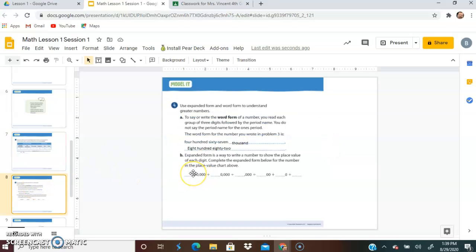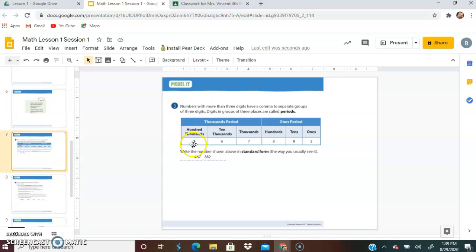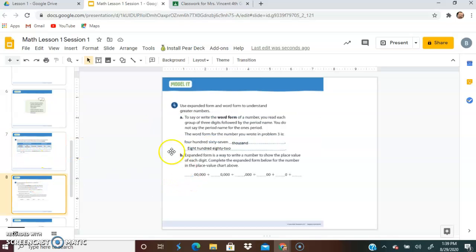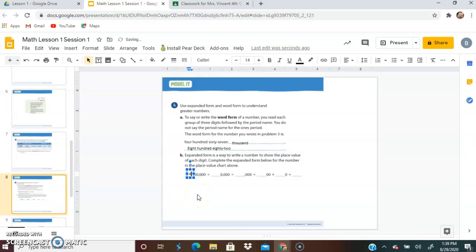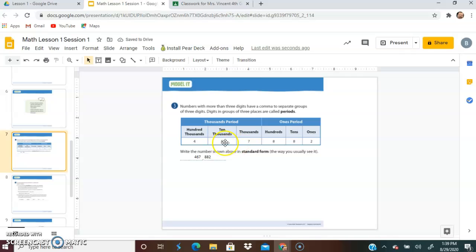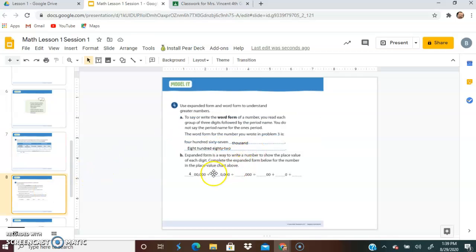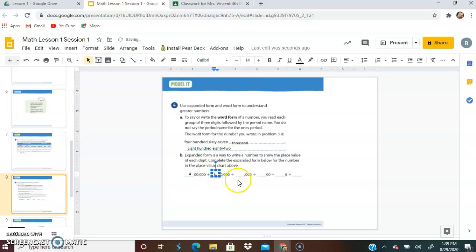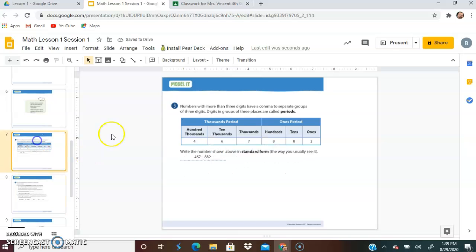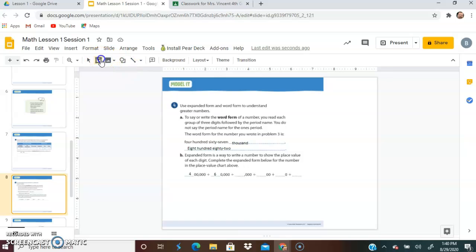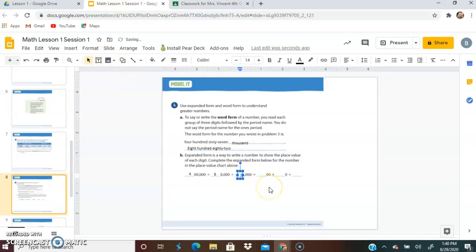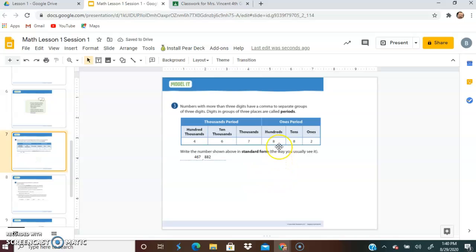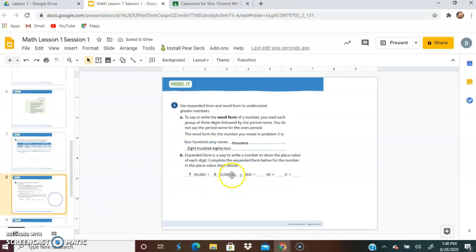So when I think about that, I have a 4 in the hundred thousands place. So the digit 4 is going to go here. Okay. I have a 6 in the 10,000s place, so I'm going to put a 6 here. I have a 7 in the thousands place. What number's in the hundreds place? The hundreds place is an 8.